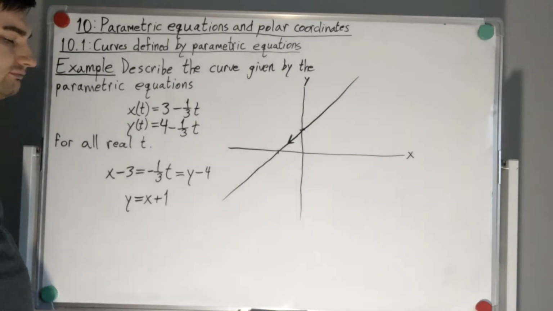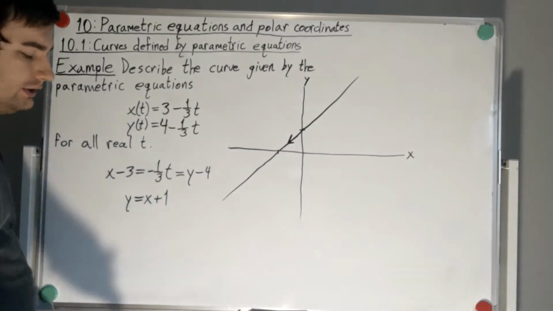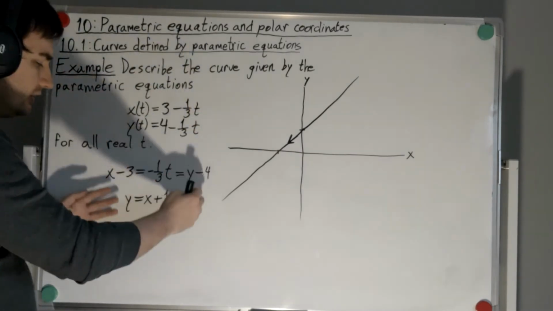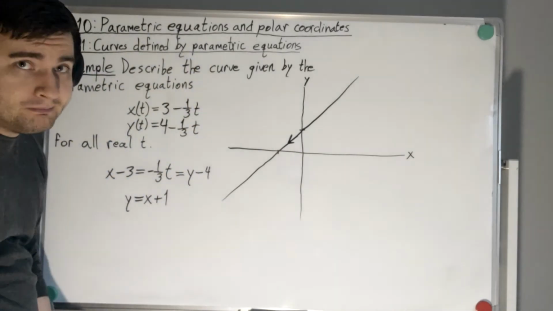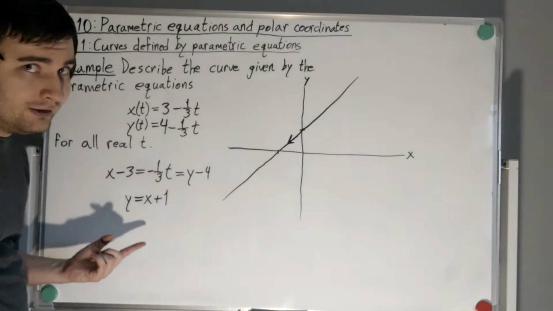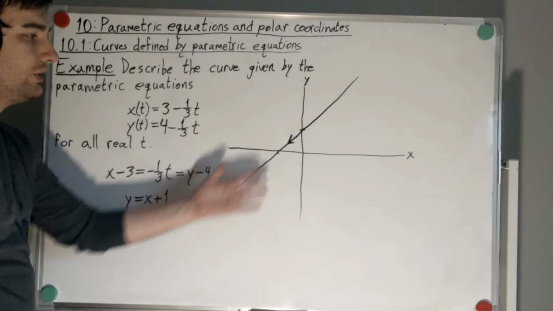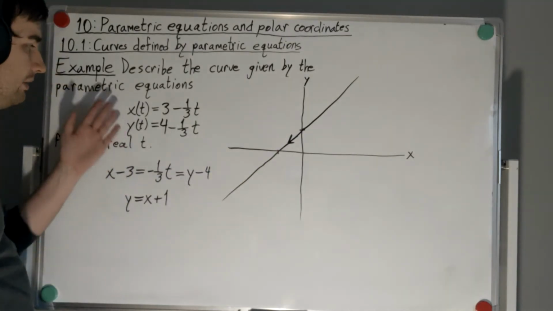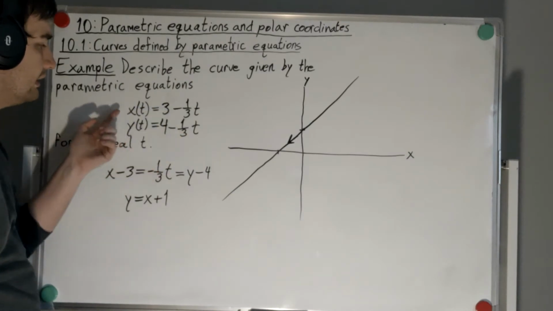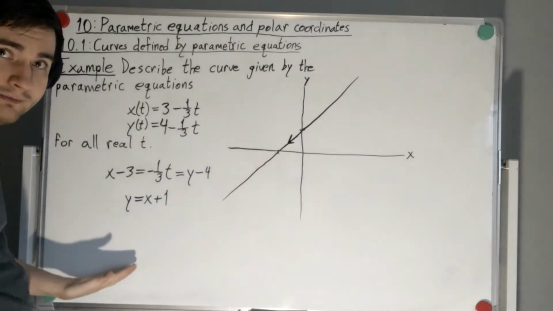This is an example of how, when you convert from a parametric description to a Cartesian description, you lose information, because the Cartesian description just says it's this line. It doesn't tell you anything about the orientation. Whereas the parametric description tells you, well, t is increasing, so as t increases, x and y are decreasing, so it's going down this way.